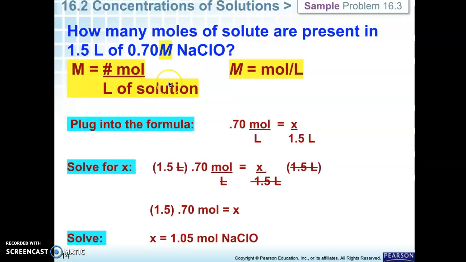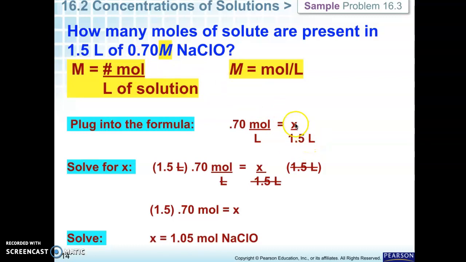So here's my equation, okay? And remember, molarity is the same as moles per liter. So if you've become very unit driven, which I hope you have, you'll see why things cancel out when you plug stuff in. So I plug in 0.70 moles per liter because that capital M means the same thing as moles per liter. X is my number of moles, okay? And then 1.5 liter, that's my solution volume.